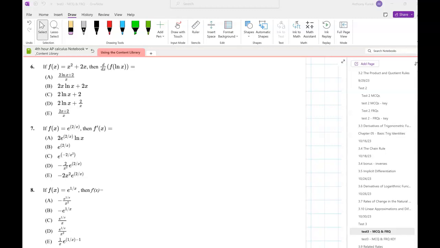Alternatively, for number 6, you could have started by just plugging ln of x into f of x and differentiating that, which I think, based on the work that I'm seeing, is probably what Audrey did. And that's fine. You can think about it that way also. Either way is okay. You'll get the same result.